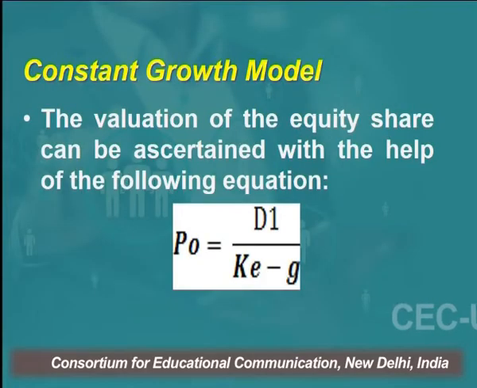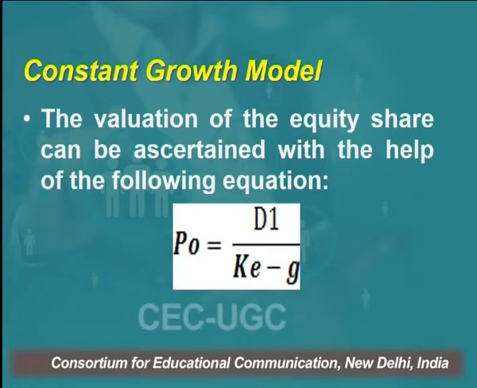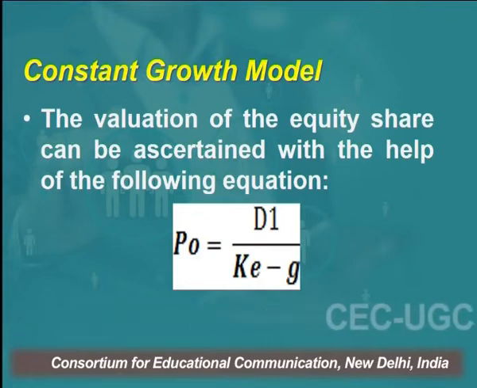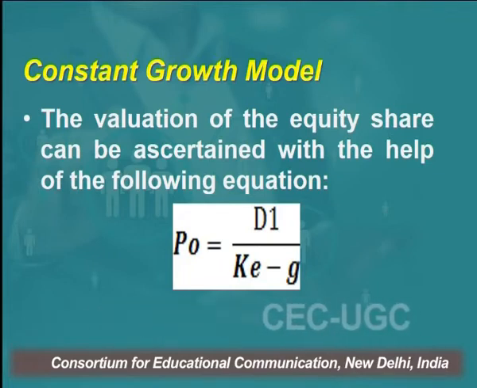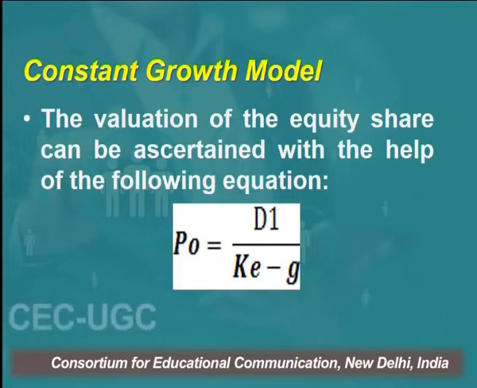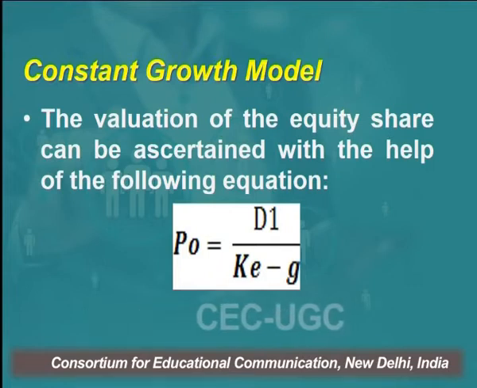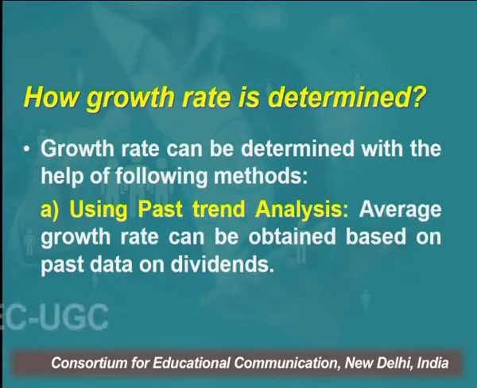So how do you value shares on the basis of the constant growth model? We use a formula. The valuation of the equity share can be ascertained with the help of the following equation. P0, the current price, is equal to D1, the dividend at the end of the first year, divided by Ke, the required rate of return, minus g, the growth rate. So current price P0 equals the dividend at the end of the year divided by cost of equity minus growth. How is the growth rate determined?